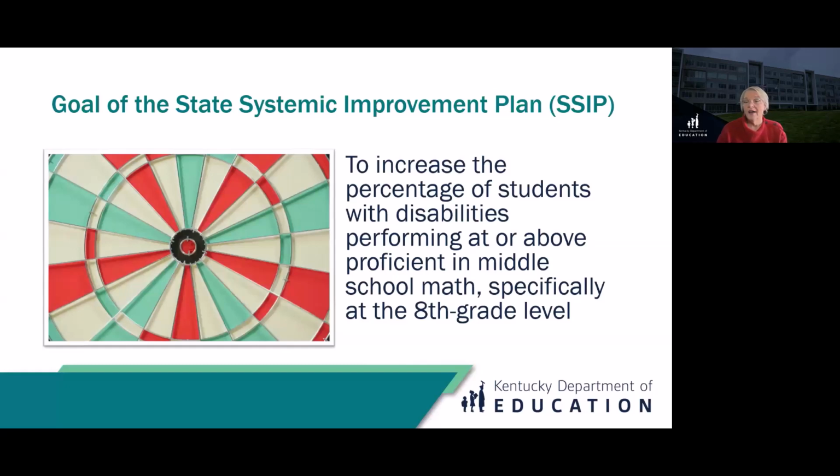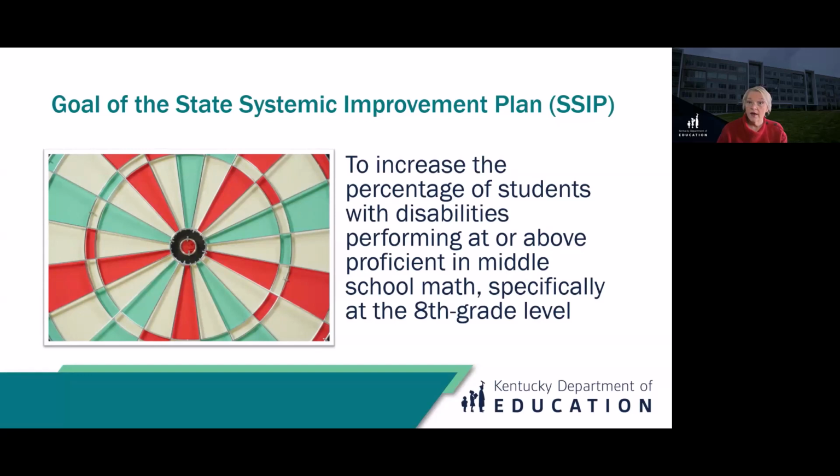Each state is required to have a state identified measurable result or a goal. So the goal for Kentucky is to increase the percentage of students with disabilities performing at or above proficient in middle school math, specifically at the 8th grade level. We did a lot of data analysis before selecting this measurable result. We did that with a team, a large team, and we chose 8th grade particularly because 8th grade is a dropout predictor. So when you look at indicator 17, you're going to see that we're focused on many of those indicators. So 8th grade was intentionally selected because we need to have students proficient in mathematics to decrease the dropout rate and increase the likelihood of graduation.